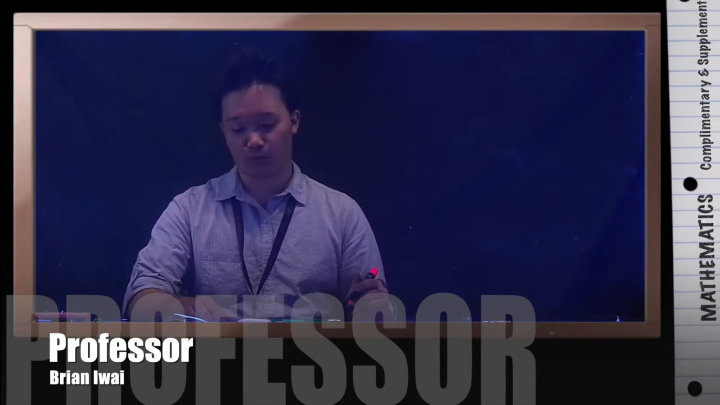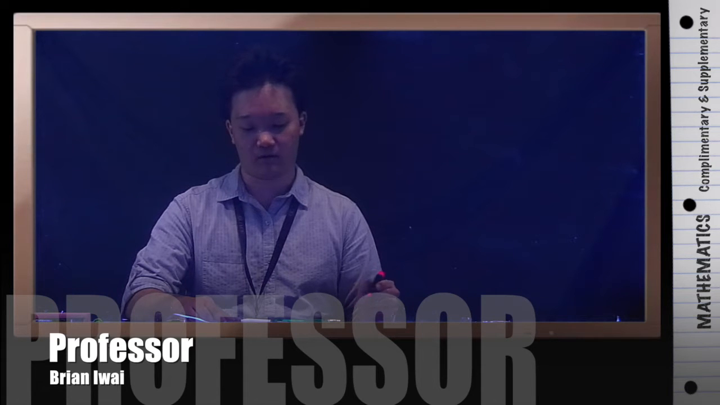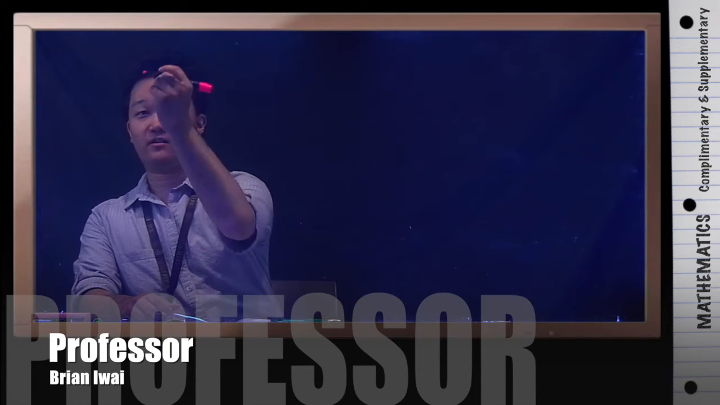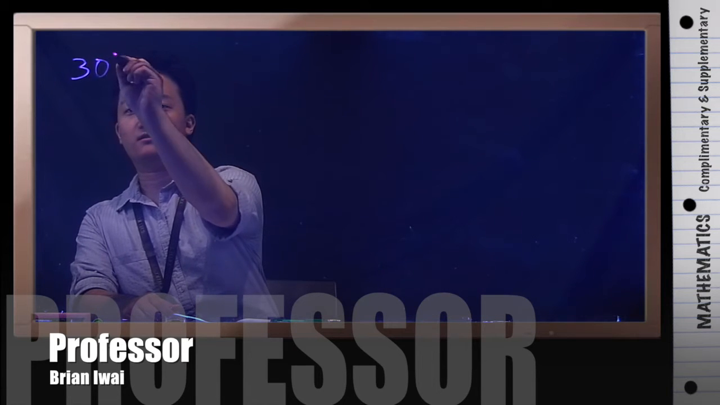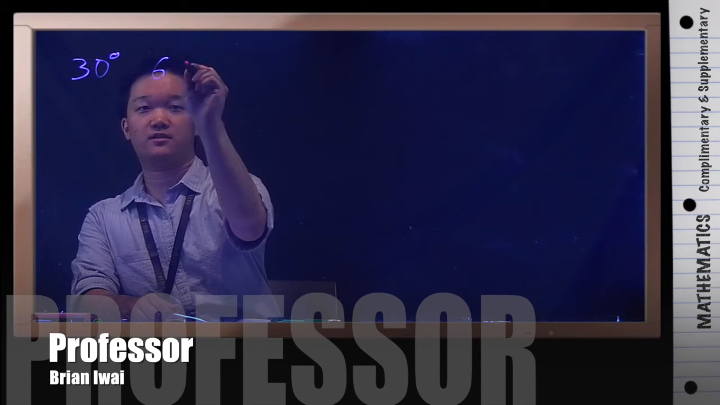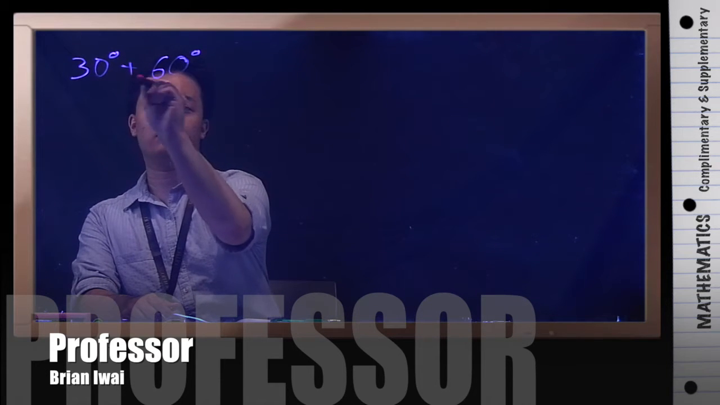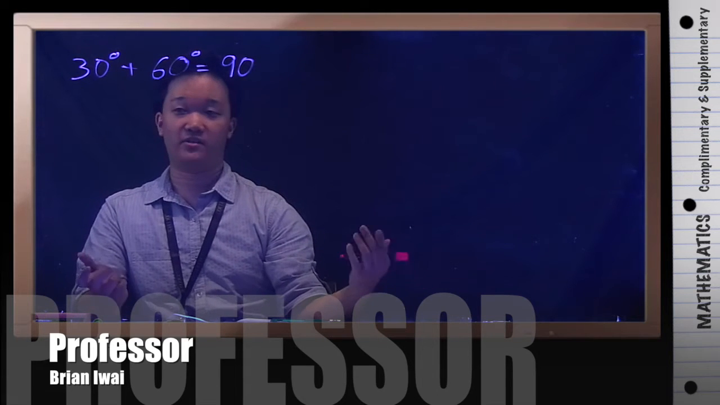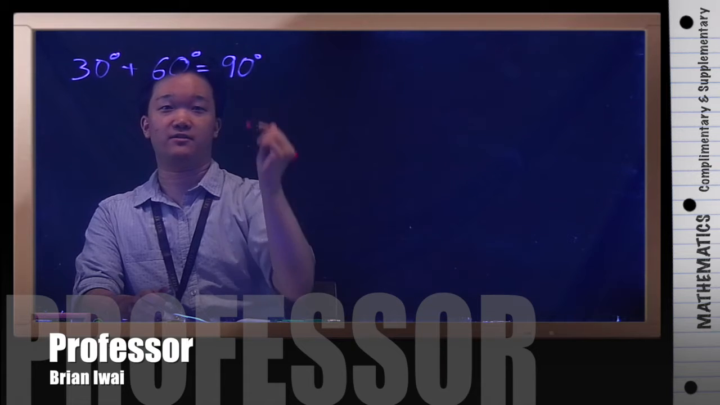So in this example, we're going to find the complementary and supplementary angles to 2π/11. First off, what is a complementary angle? Well, a complementary angle example would be 30 degrees and 60 degrees. Why are they complementary? Because if you add these two, you get 90 degrees. So in other words, complementary angles are two angles that add up to 90 degrees.